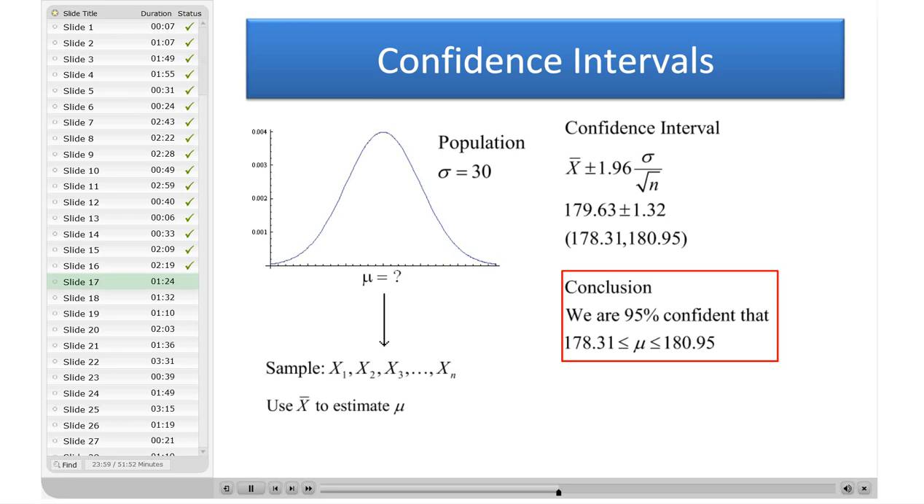So we don't know what the population mean is, and we're never going to know what that is. All we can do is get a confidence interval for it. We can get a range of possible values. So if someone asks us, based on the data that you collected, what do you think the population mean is? We would just say, well, we don't know what it is, but we're 95% sure that it's between 178.31 pounds and 180.95 pounds. And that's really good because we have an estimate that's within about 2 pounds of the true value. So we've got a very accurate estimate here.